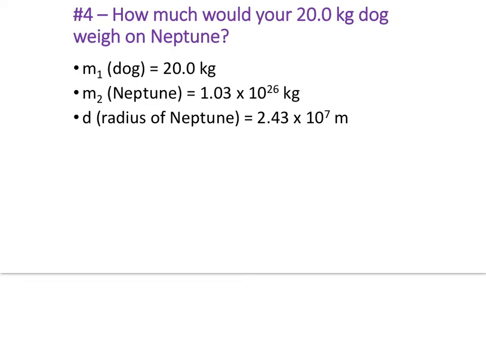We also know that the distance, in this case the radius of Neptune, is 2.43 times 10 to the 7th meter. What that means is that the distance between our two objects, in this case Neptune and the dog, the distance from the center of Neptune to the center of the dog is just the radius of that planet. And what you're looking for is Fg, or the force of gravity. How do you know that's what you're looking for? Well, this right here. How much does your dog weigh? And we know from our previous unit that weight is a force.